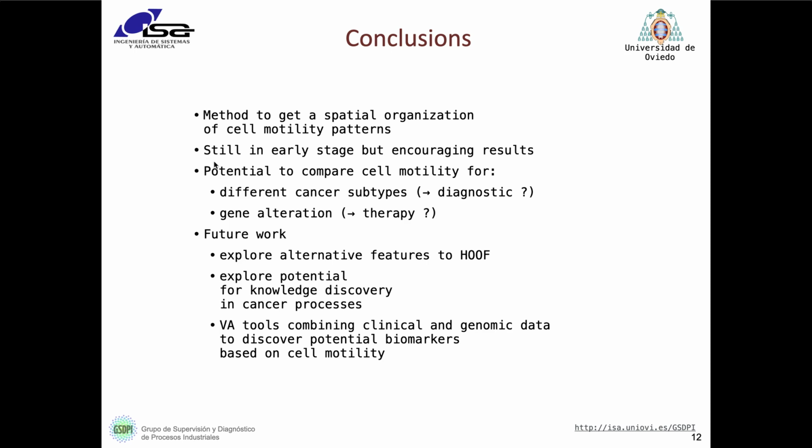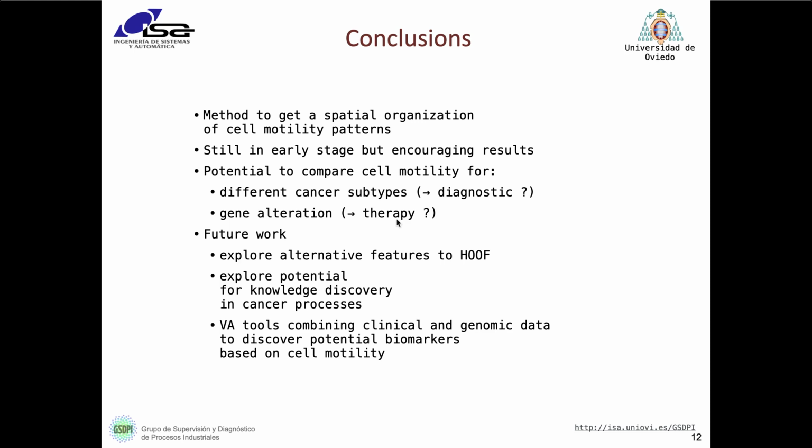It has revealed the ability to compare cell motility patterns for a. different cancer types and subtypes, being potentially useful for diagnosis, b. cells with controlled gene alterations, which can be useful in research for new therapies.